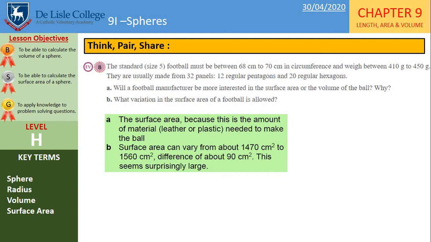And the variation, well, if you're given the circumference, you can work out the diameter. If you've got the diameter, you can work out the radius and therefore the surface area. So using the 68 centimetres for the first value and the 70 centimetres for the second value. So although the diameter doesn't vary much, the surface area and the amount of material needed can have quite a big difference.